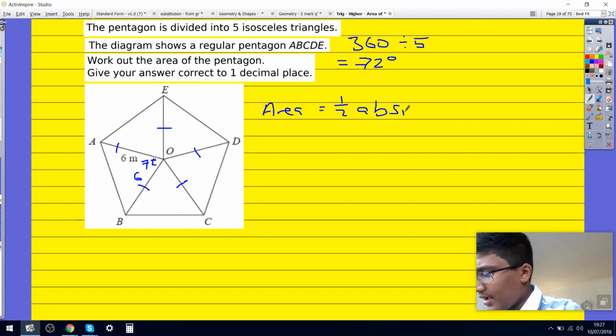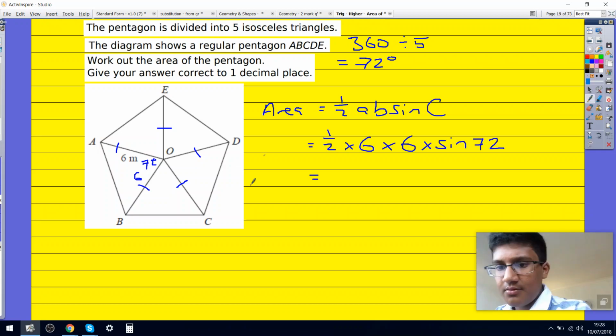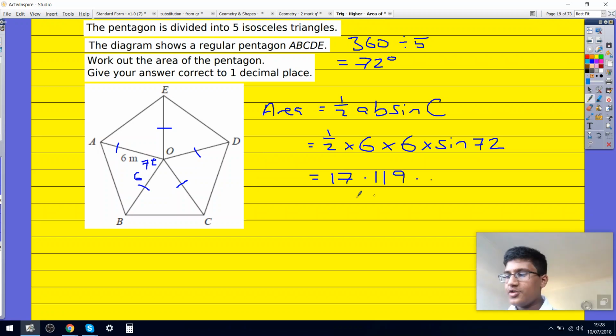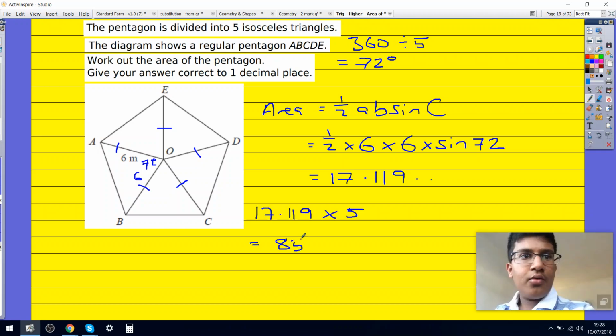And I'll type that in. So half times 6 times 6 times sine 72 gives us 17.119. That's to 3dp. But it's a pentagon, so that's one of the triangles. So we just have answer times 5. And so I'll just times it by 5. And you get 85.6, meter squared, yeah. That's it.